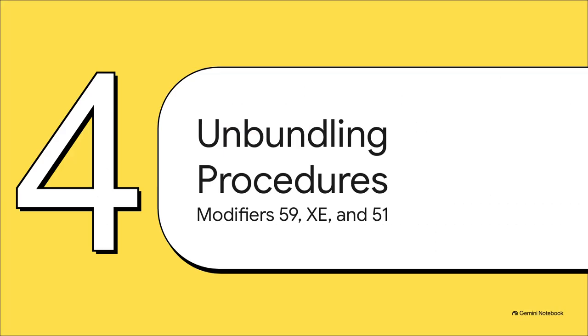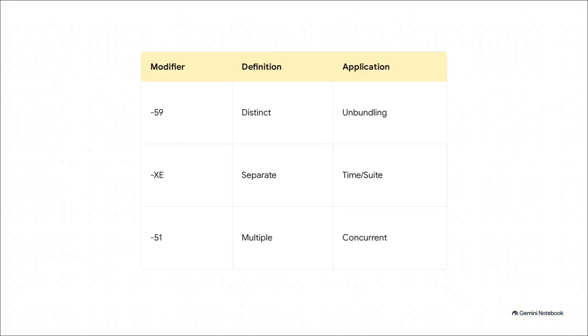Simple as that. Next up, Section 4, unbundling distinct procedures. Okay, this maps out exactly when you need to unbundle. Modifier 59 is kind of your standard go-to tool for a distinct procedural service. But then we have the X modifiers, which offer much more granularity.